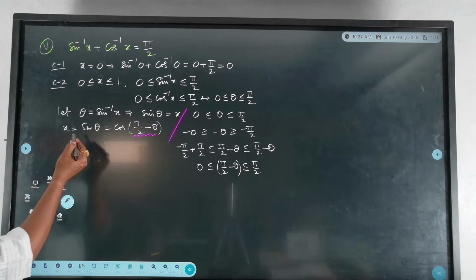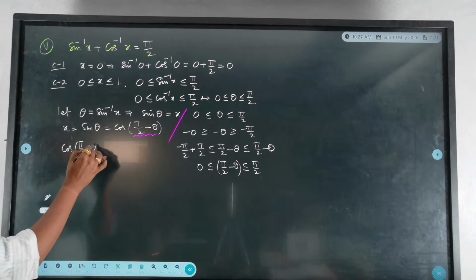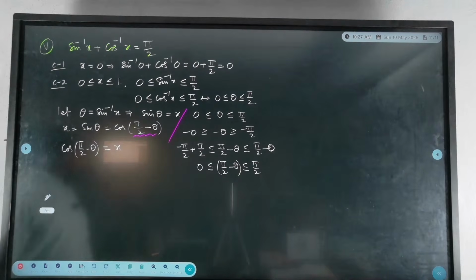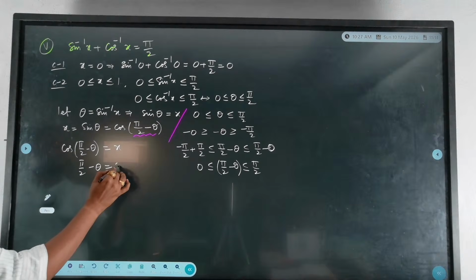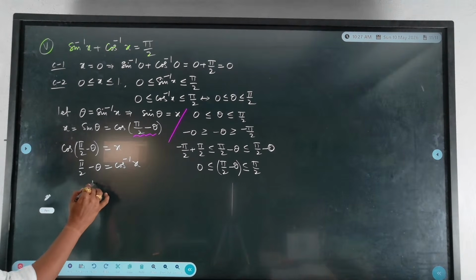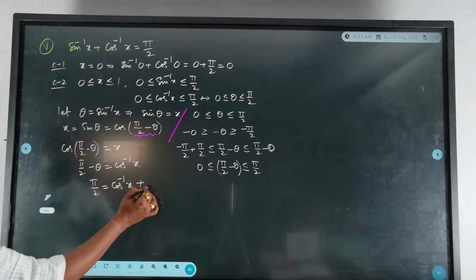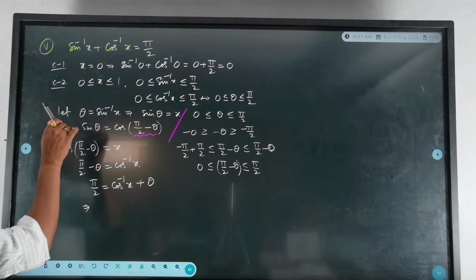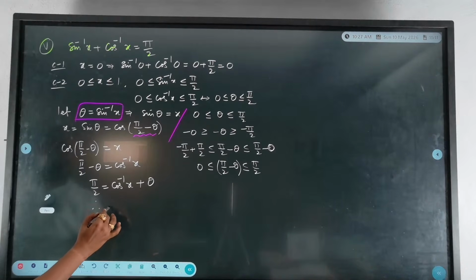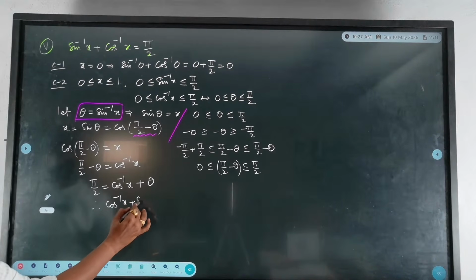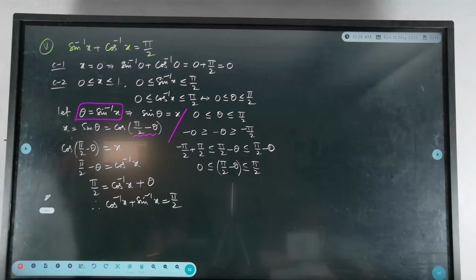So cos of pi by 2 minus theta is equal to x, so pi by 2 minus theta is equal to cos inverse x. So pi by 2 is equal to cos inverse x plus theta. What is our assumption for theta? So therefore, cos inverse x plus sin inverse x is equal to pi by 2. Clear?